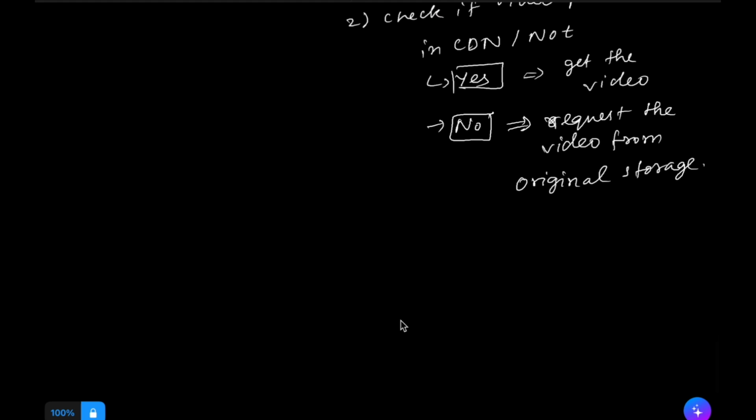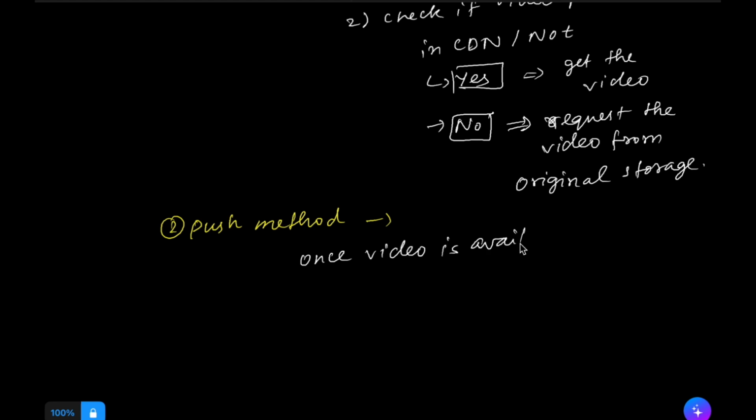Another is the push method. By now you might have guessed, since the words push and pull are opposites, in the push method, once the video is stored in the blob storage, it is immediately sent to, or distributed across, CDNs to hasten the process of video delivery whenever a particular user clicks or requests a video. So here, once the video is available in blob, it is uploaded to the CDN.